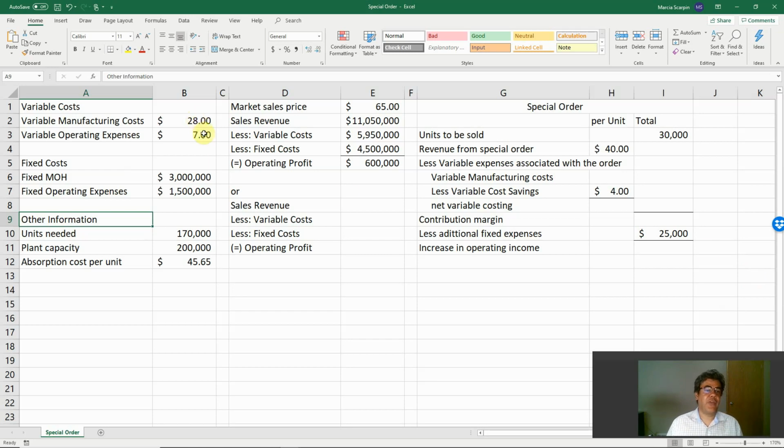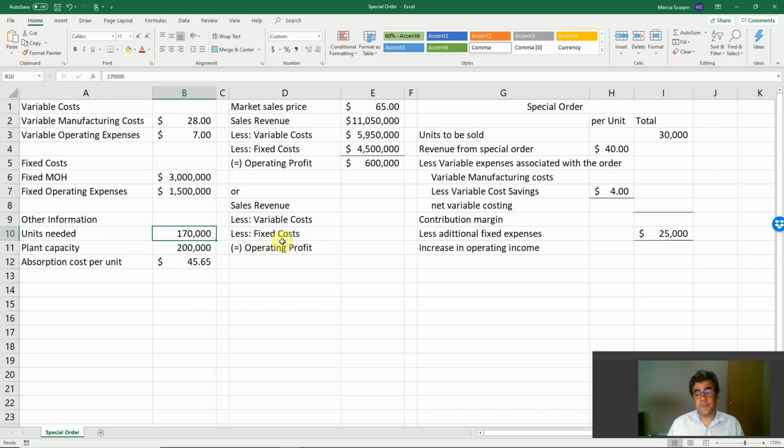Let's consider here our company. We have variable costs and variable expenses, 28 variable costs and 7 variable expenses, that we will combine and call variable costs, and fixed manufacturing overhead of $3 million, fixed operating expenses of 1.5 million. And then we usually sell 170,000 units. However, our plant capacity is 200,000 units.